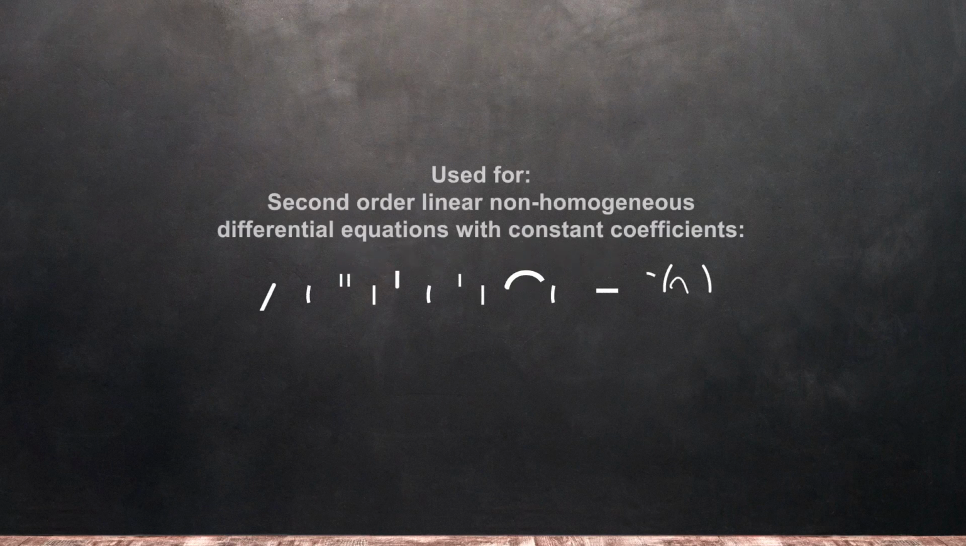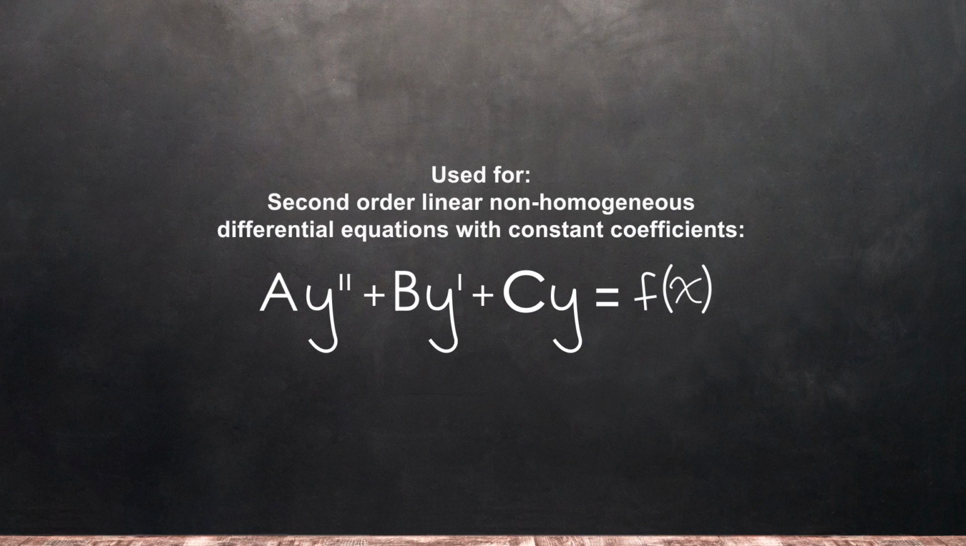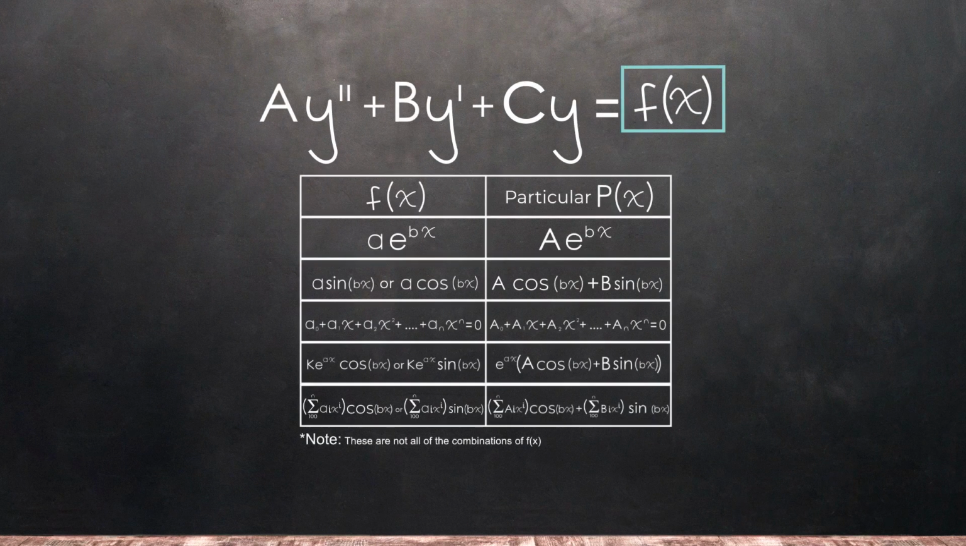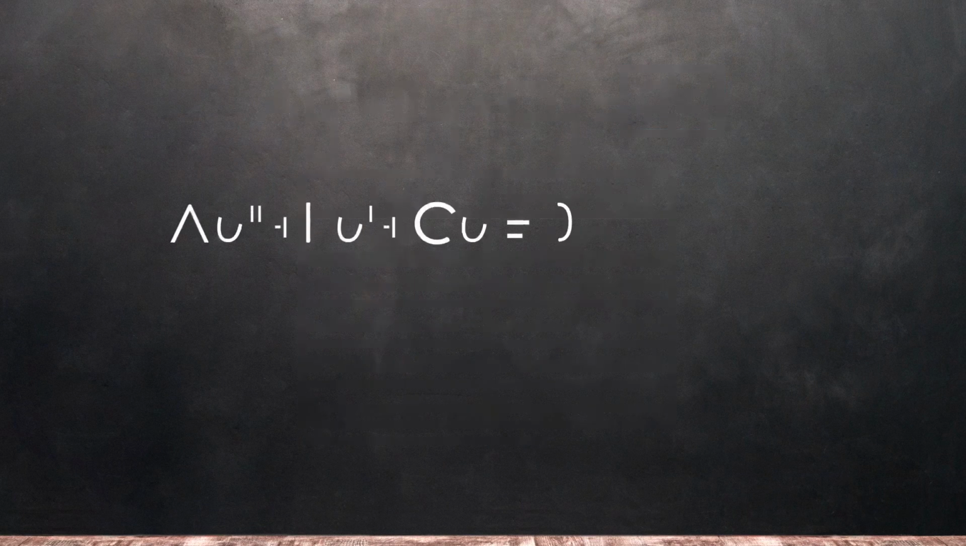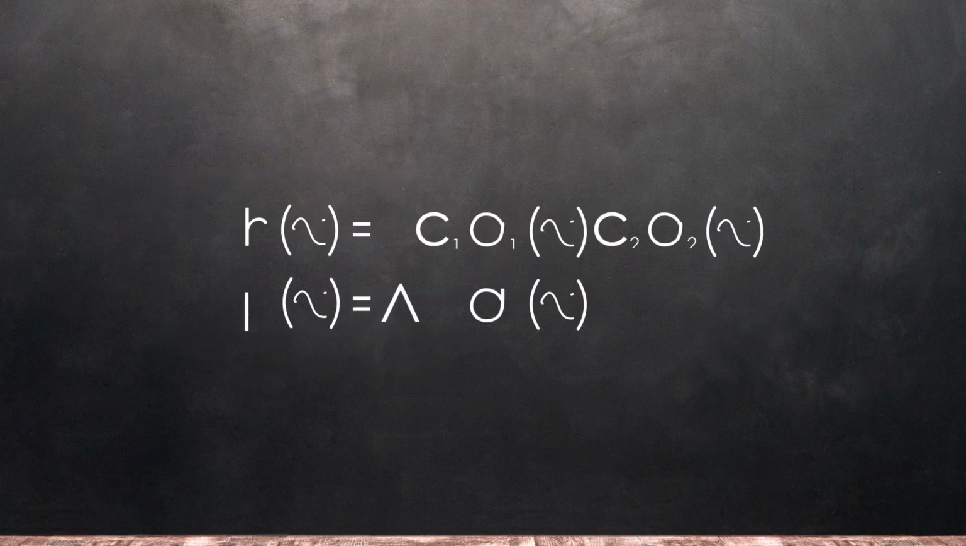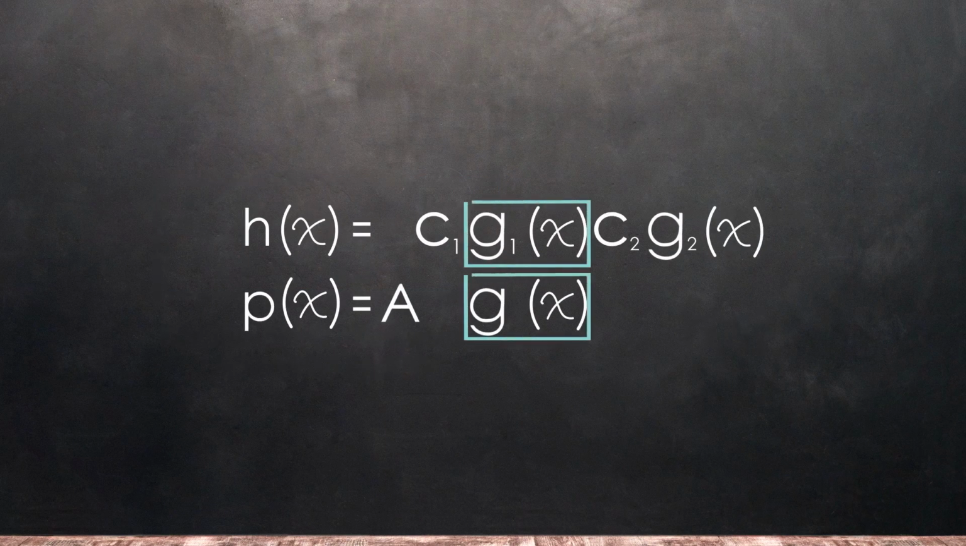To summarize, the method of undetermined coefficients is used to solve second-order linear non-homogeneous differential equations with constant coefficients. The non-homogeneous term, f of x, must fall into a particular category of functions. We always want to solve for the homogeneous solution first. If the homogeneous solution and the assumed particular solution share a term, then multiply the particular solution by x, or powers of x, until they are no longer linearly dependent.